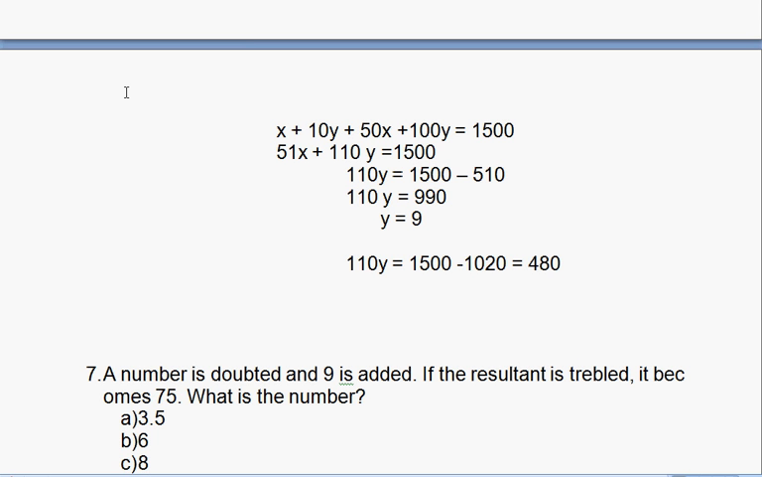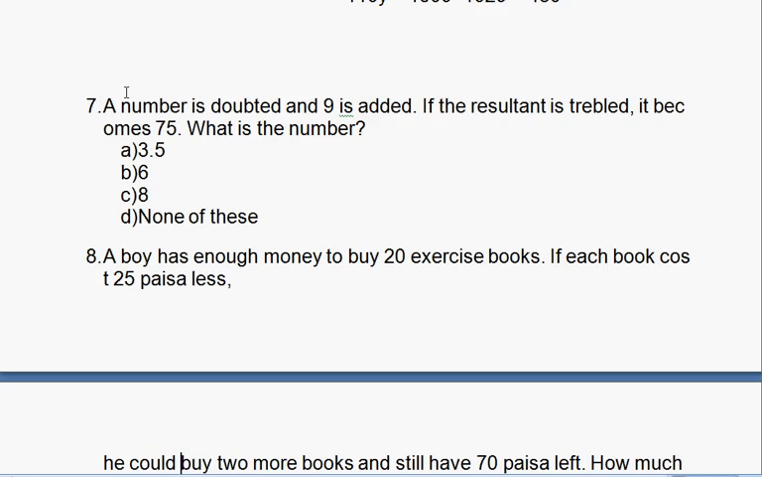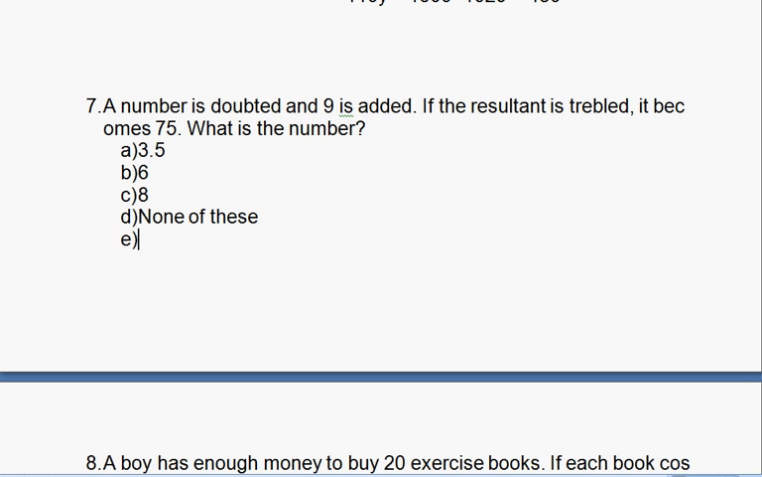Next question is, a number is doubled and 9 is added. If the resultant is trebled, it becomes 75. What is the number? Right? So let's again use the options, right? And go as it is given. So a number is doubled, right? Let's take first option. So number is doubled.